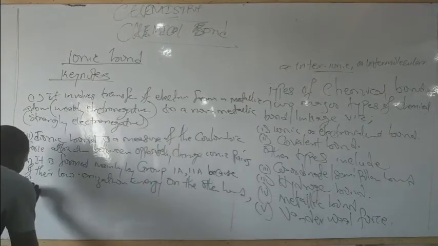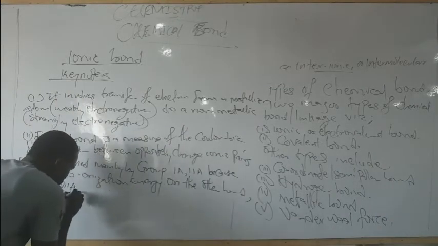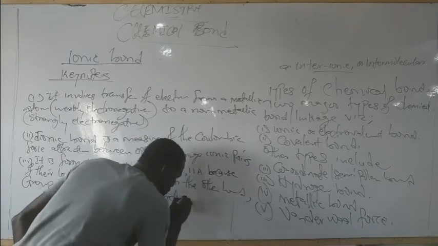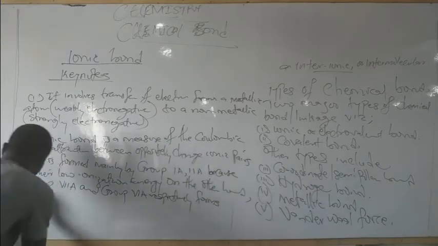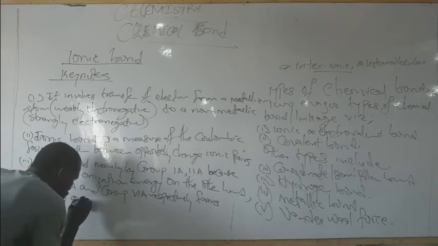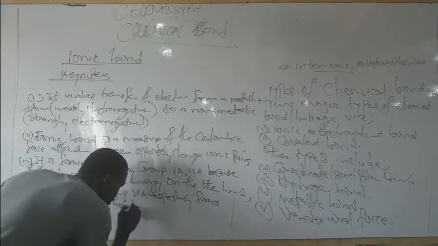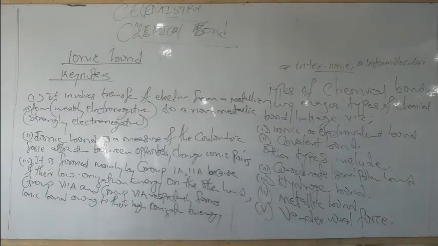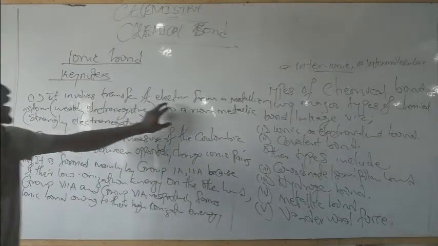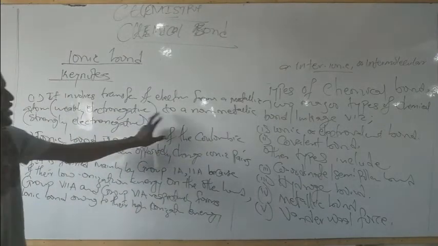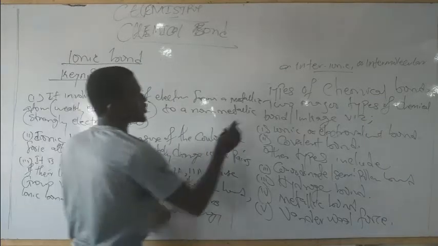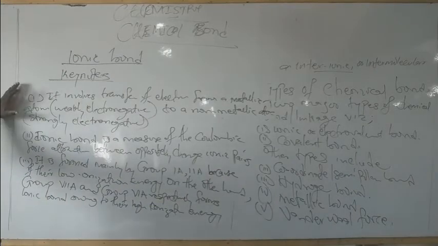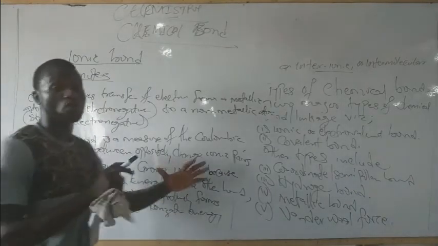On the other hand, group 7A and group 6A respectively form ionic bond owing to their high ionization energy. Now, this is very simple. To identify ionic bond, you just know that it involves transfer of electron from a metal atom, weakly electronegative, to a non-metallic atom, strongly electronegative. Which means that the bond is always formed between two atoms of large difference in electronegativity.